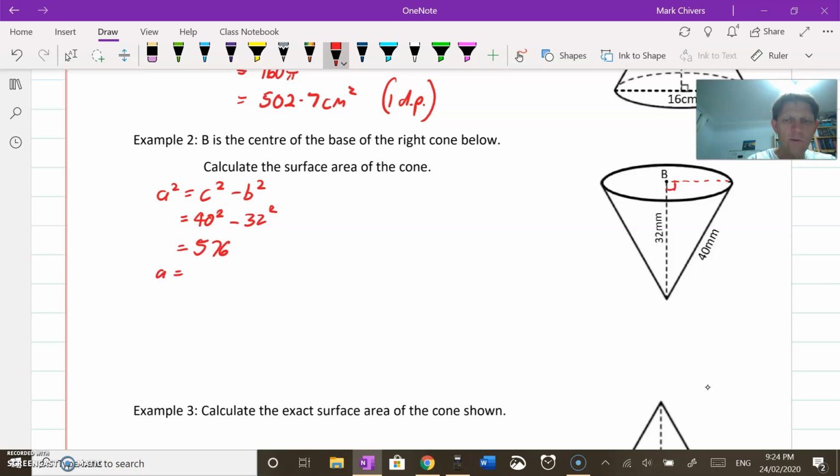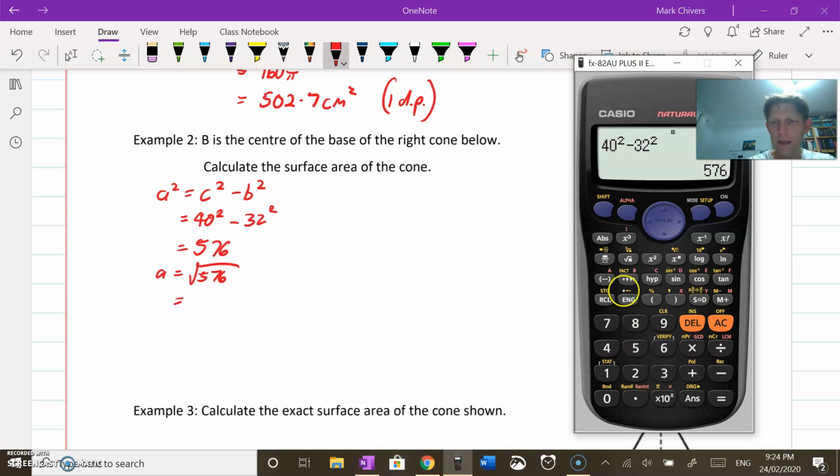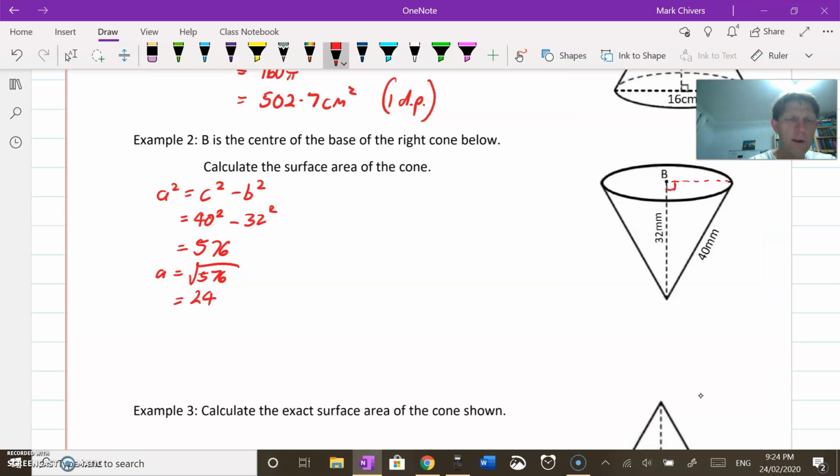So a is the square root of 576. And for that, I might just pop that in the calculator as well. So I can press the square root of answer, and that'll give me 24. So there we are, our radius is 24.